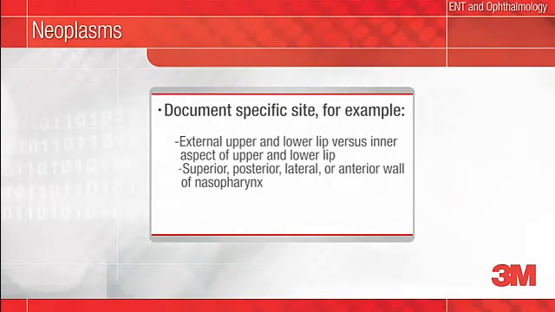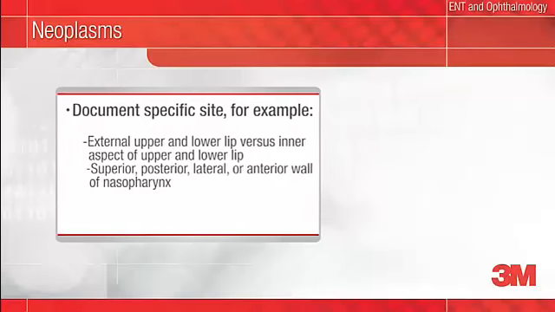ICD-10 has greater specificity for anatomical sight and usually requires documentation of laterality for paired organs. Be sure your documentation is as specific as possible when identifying anatomic sight.